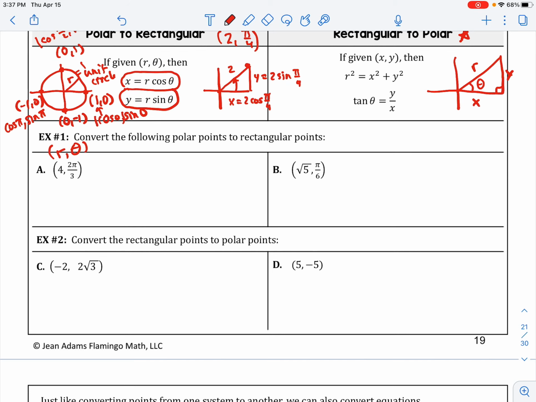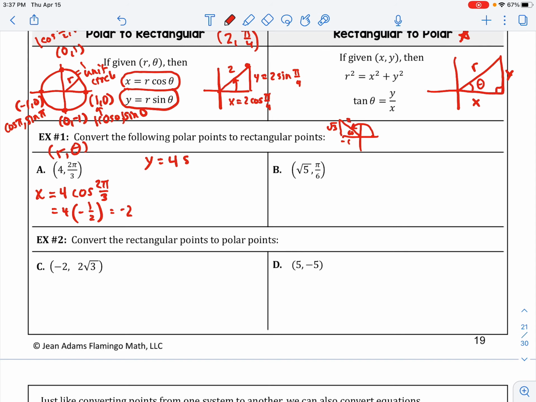So this is our polar coordinate, this is our r, this is our theta. And so the first thing we're going to do is say that our x equals r cosine theta. And when you think about your 2 pi over 3, remember, go to 2 pi over 3, 60-degree reference angle. So this is square root of 3, negative 1 and 2. So if I wanted to find 4 times the cosine, it'd be negative 1/2. So my x value is negative 2.